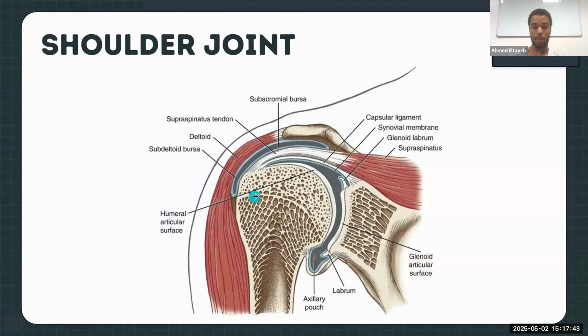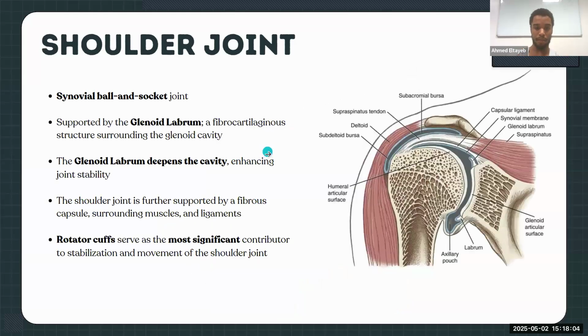And what else supports the shoulder joint? Other than the glenoid labrum, we have the rotator cuff muscles, which is the major supporter of stabilization and mobility and just structural support in general. We have the joint capsule, and as I mentioned, the labrum. This is just everything in words.